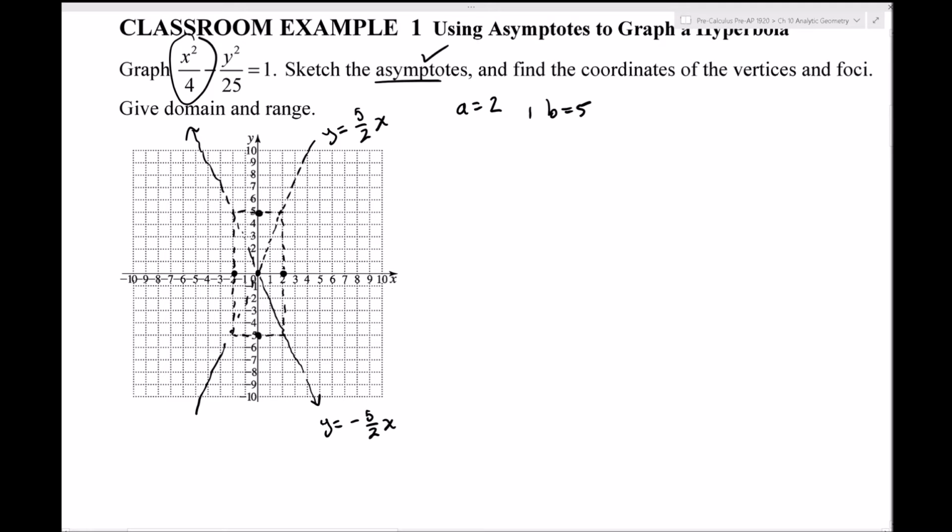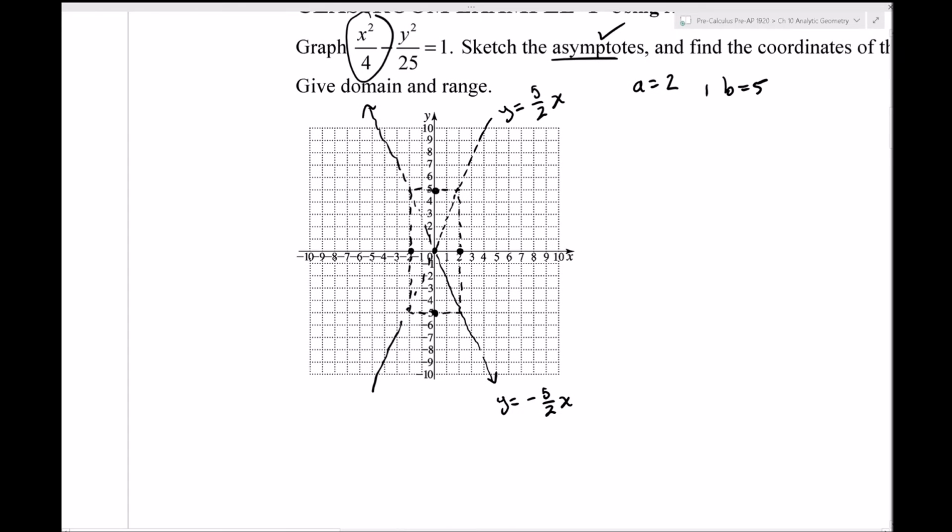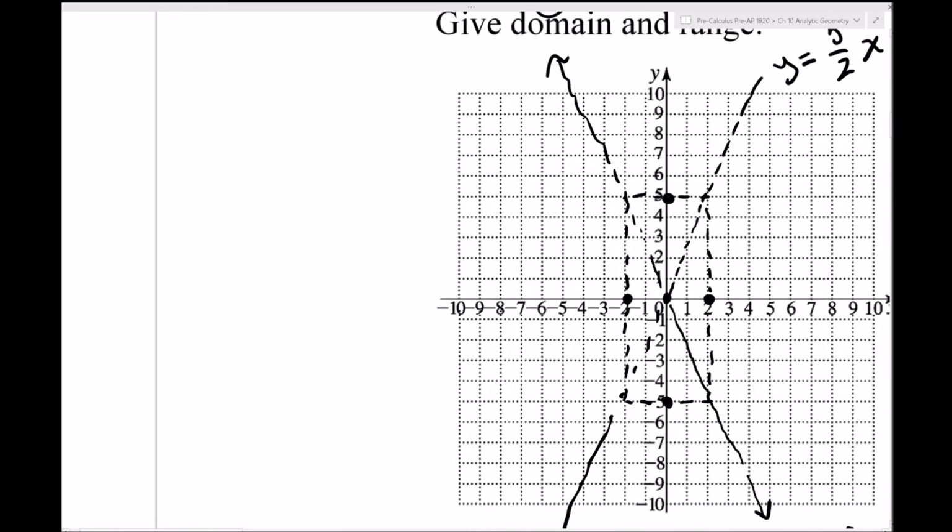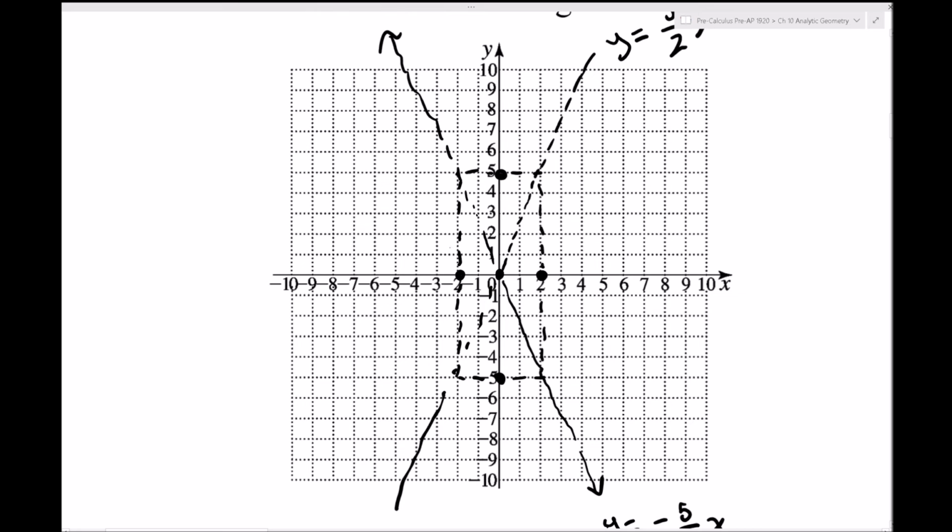So I've already sketched them. I'm going to have to label them. And they're also going to want the foci, so I probably want to do this a bit more carefully. That's going to be -2, 0. That's not very careful. 2, 0. That's very messy. Those are my two vertices.